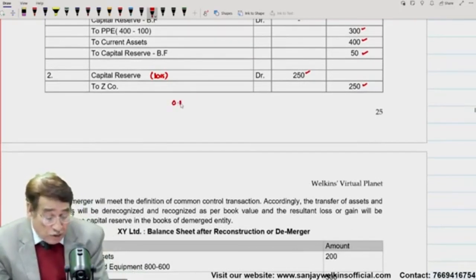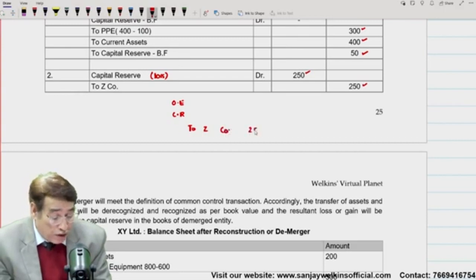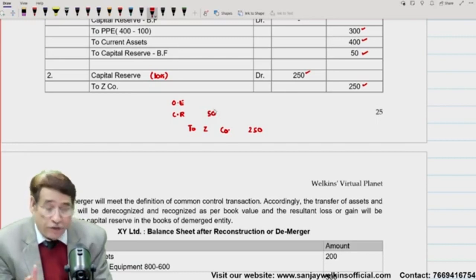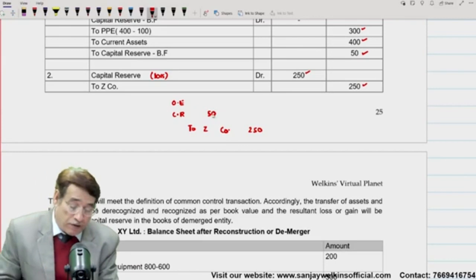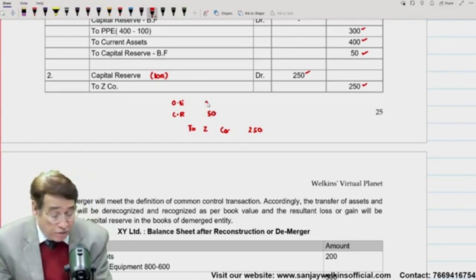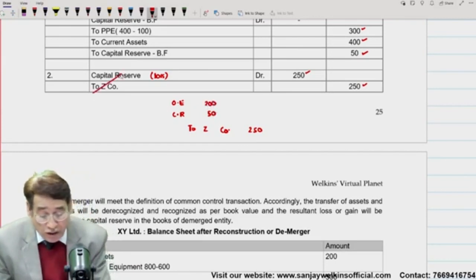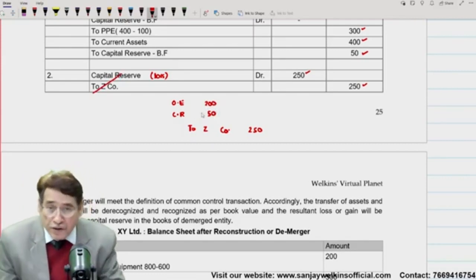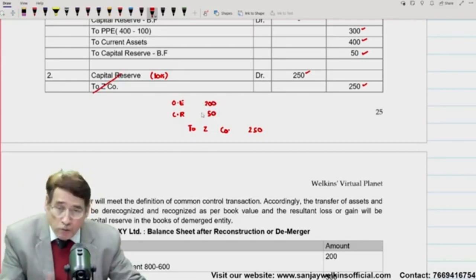Other equity account debit, capital reserve account debit, to Z company. We are supposed to receive 250 of consideration because it is a sort of loss. But in the capital reserve, we are having only 50. So I will debit the loss of 250. Out of 250, I am going to debit capital reserve 50 and the balance of the loss will be debited to other equity. Is it clear to you? You better write this entry. So this is how you should move along.